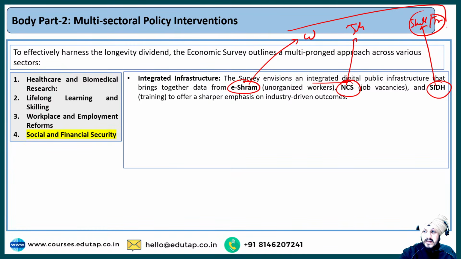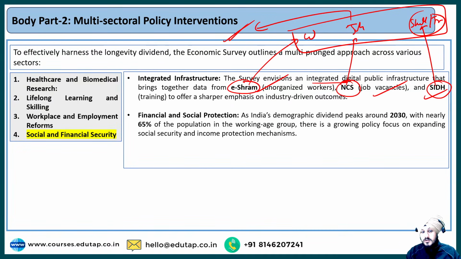When all this data gets merged together, just imagine the type of social impact it is going to carry when it comes to the different types of employment related challenges in the country. So we will be able to bring skills, jobs, and the workers together, right? And it is going to solve a lot of problems with respect to the different industries. So that is something that is envisioned as a part of the economic survey.